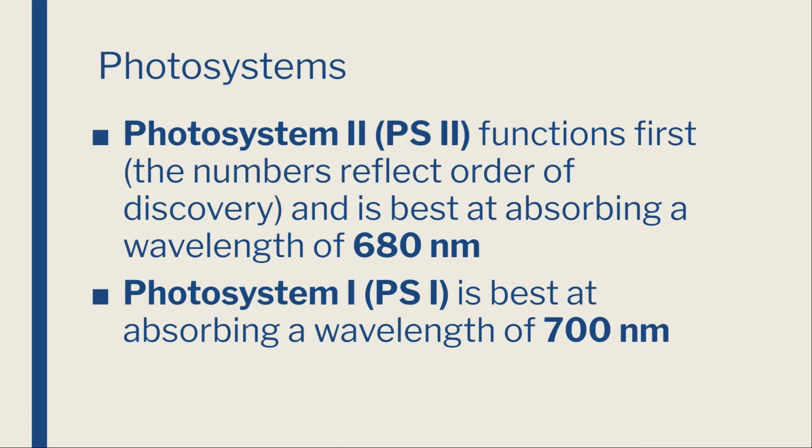And what will happen with that one is those electrons that get excited will go down an electron transport chain, and they're going to generate ATP. And photosystem 2 works best at 680 nanometers for its wavelength. And photosystem 1 is going to get electrons excited and send them down an electron transport chain. And then that's going to generate NADPH. And that works best at a wavelength of 700 nanometers.